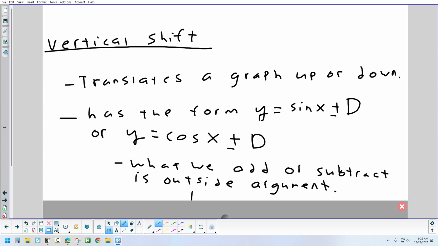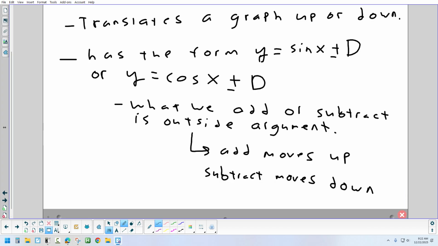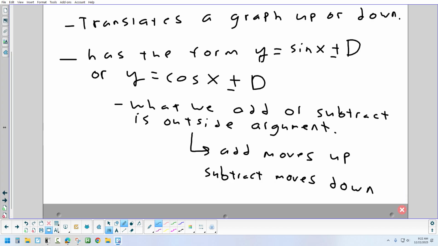So vertical shift is going to move the graph up or down. I'm using the letter D because when we write all of them out, the vertical shift is always the last one. And this is when what you add or subtract is outside the argument. It's not backwards. Positive is up, negative is down. Okay, so we'll do 2 of these, and then we'll finish up with the stretches.